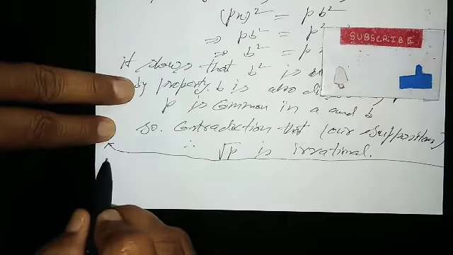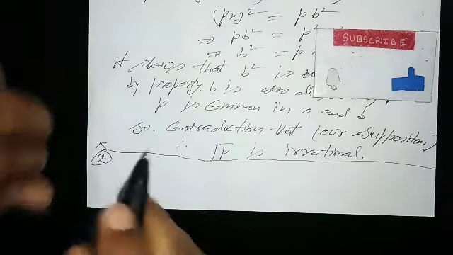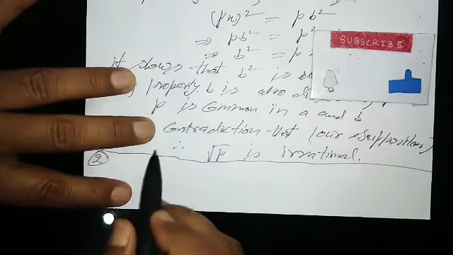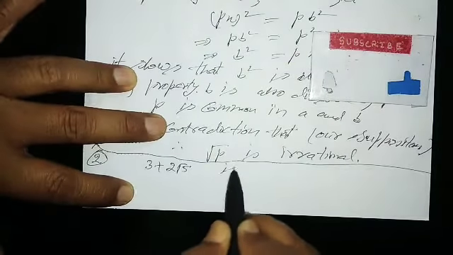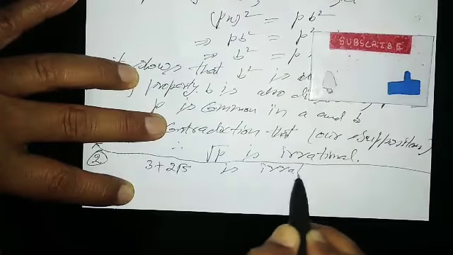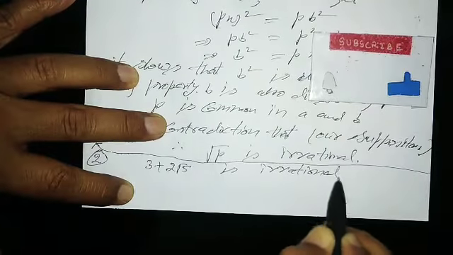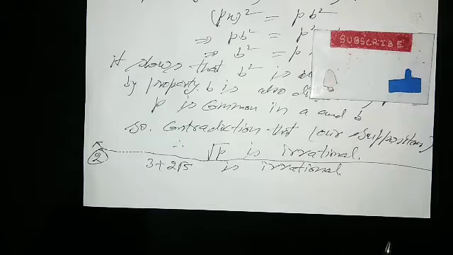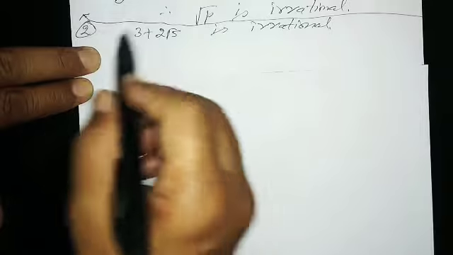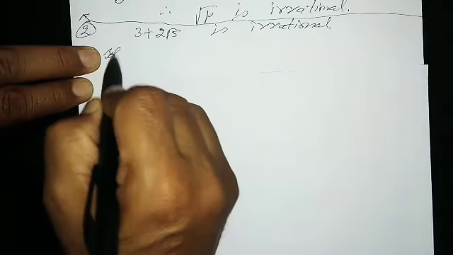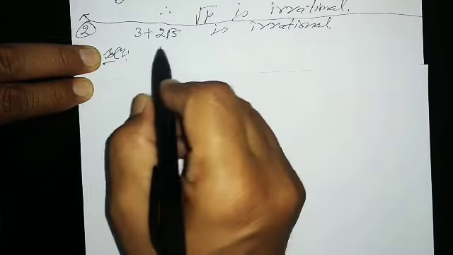Right, now come to question number 2. Very easy: prove that 3 plus root 5 is irrational. And we will take help of the above process, as we have to prove it is irrational, and the process of solution will be like that.